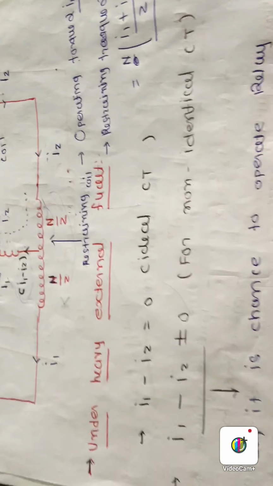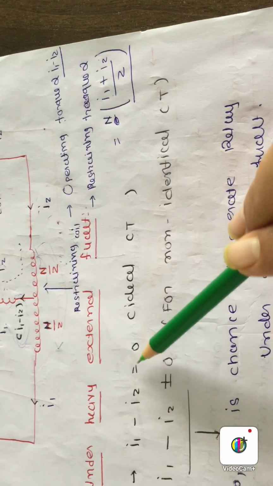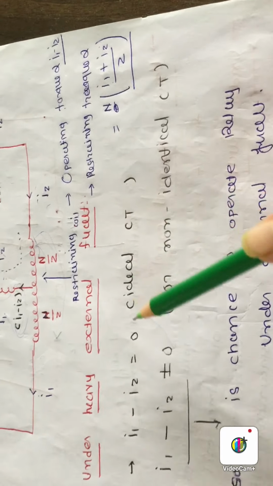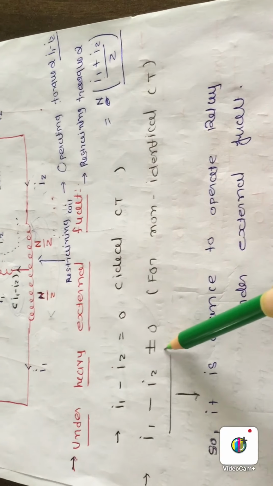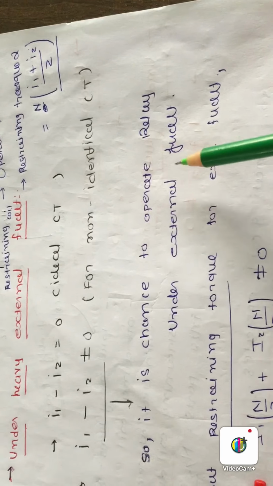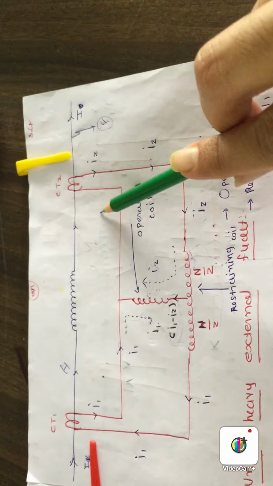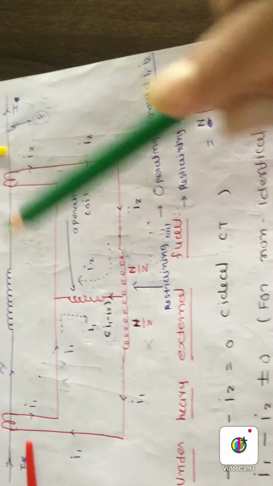As I said, this is the note. Under heavy external fault condition, I1 minus I2 must be 0 for ideality, but in practice it will not become 0. So there is a chance to operate the relay under the external fault condition. External means the fault is available outside the protected zone.